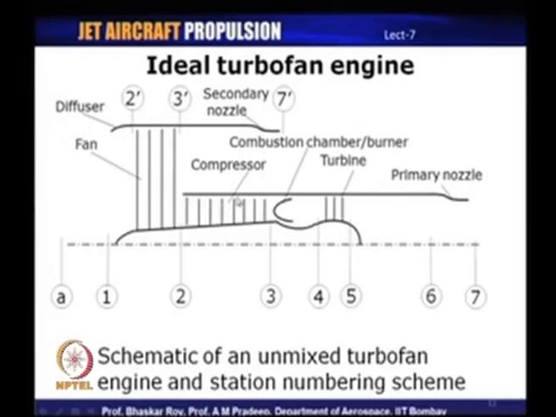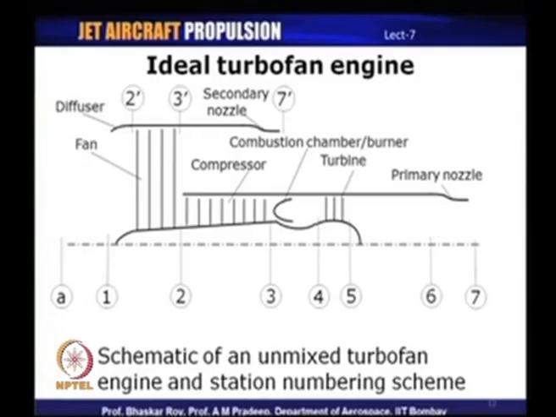Then we have the usual core engine, as in the turbojet, that is a compressor, then a combustion chamber, then expansion in the turbine, followed by the primary nozzle. So, these are the various components of an unmixed turbofan, and at least the core engine here closely resembles a pure turbojet engine.